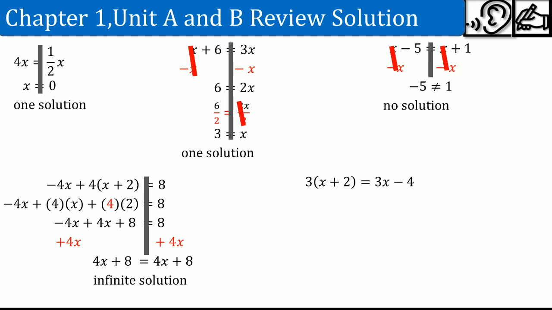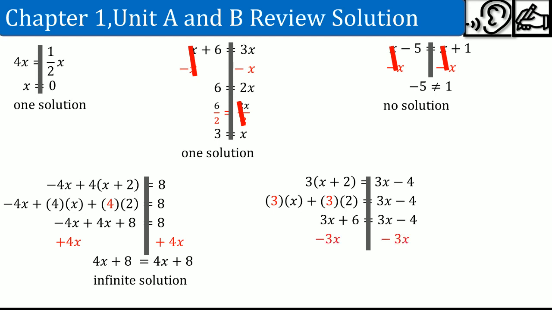Okay. Next one, 3 parentheses x plus 2 equals 3x minus 4. I draw the line straight down. You will see on the left-hand side, I see parentheses, so I'm going to distribute. That 3 is going to be multiplied to the x, and the 3 is going to be multiplied to the 2. It becomes 3x plus 6 on the left-hand side. The 3x on both sides, so I have to cancel one of them out by subtracting 3x. But in the process, both of them cancel out. I am left with 6 and negative 4. 6 does not equal negative 4, so that is no solution.